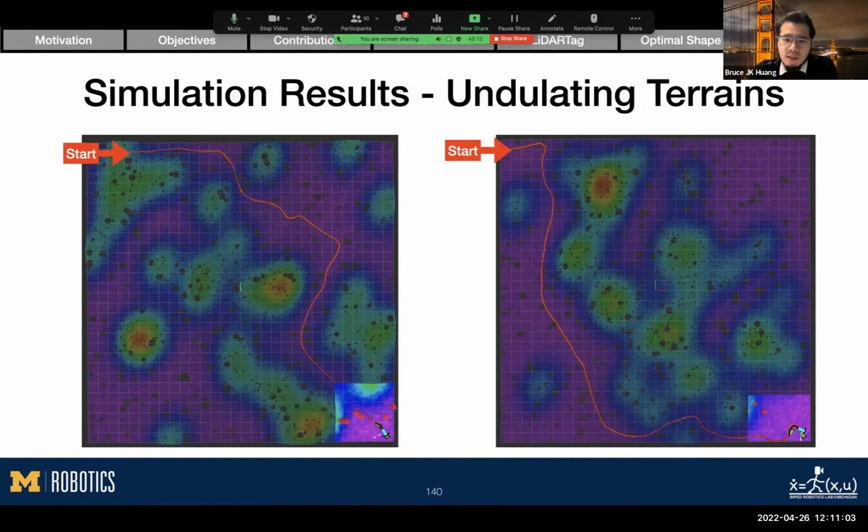Next, we evaluate the system on synthetic outdoor undulating terrains. The terrains are still patchy and noisy. You can see that there are many holes in the map. A different color stands for different heights. You can see that the robot successfully avoids high terrain areas and only walks on the valleys.